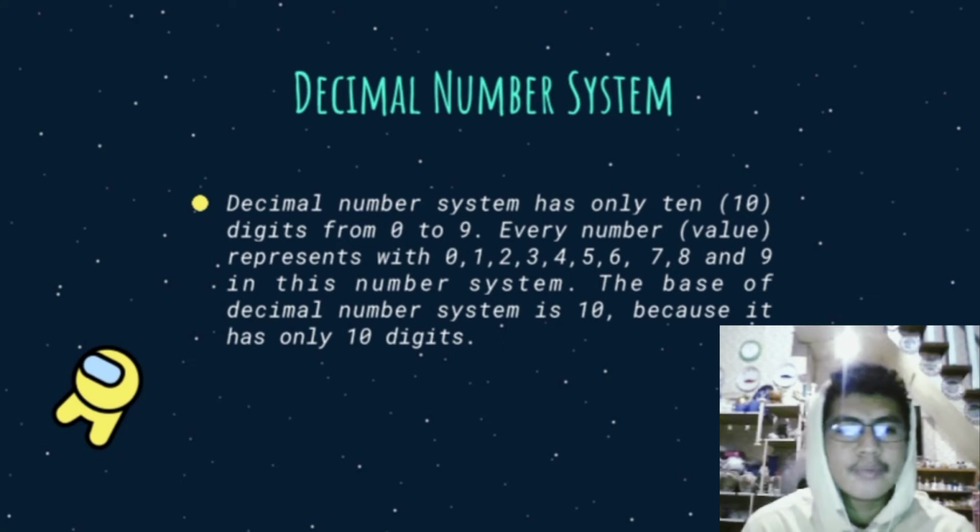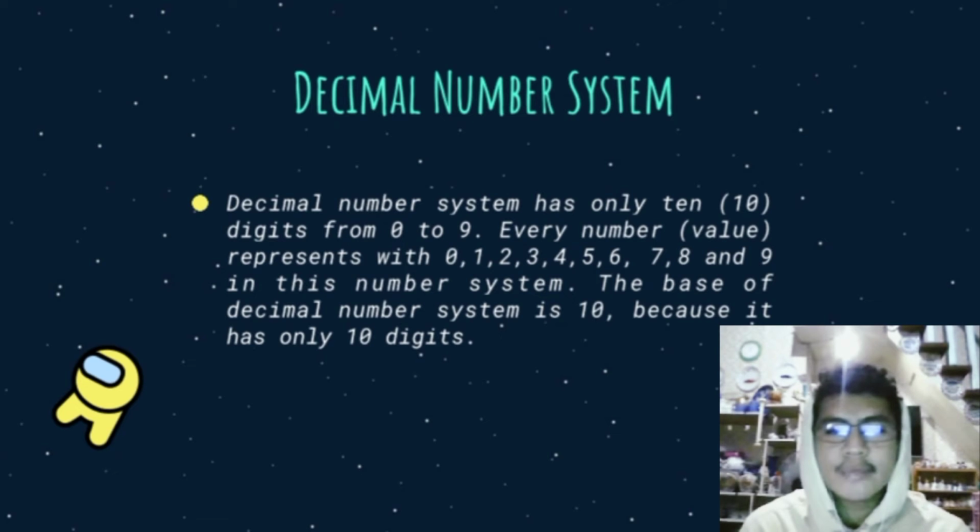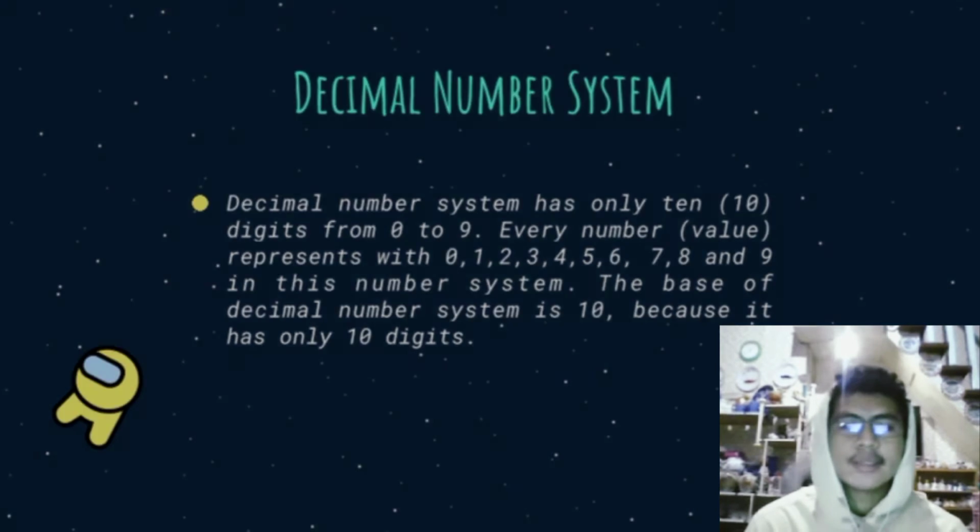Decimal number system. The decimal number system has only 10 digits from 0 to 9. Every number is represented with 0, 1, 2, 3, 4, 5, 6, 7, 8, and 9 in this number system. The base of the decimal number system is 10 because it has only 10 digits.